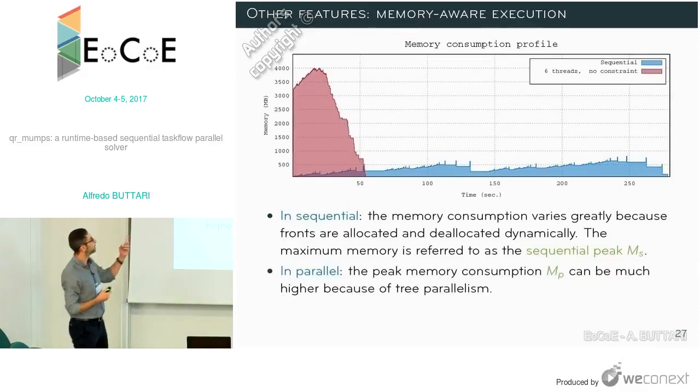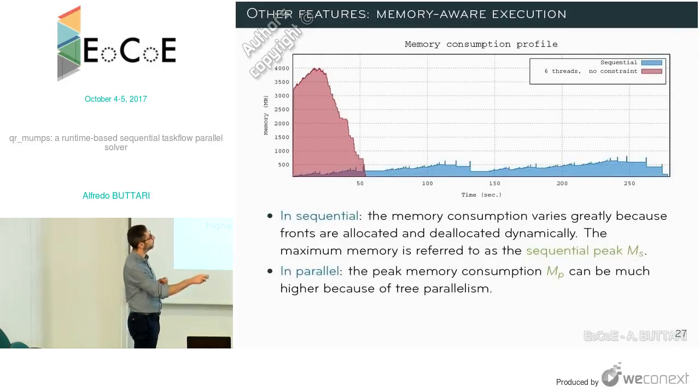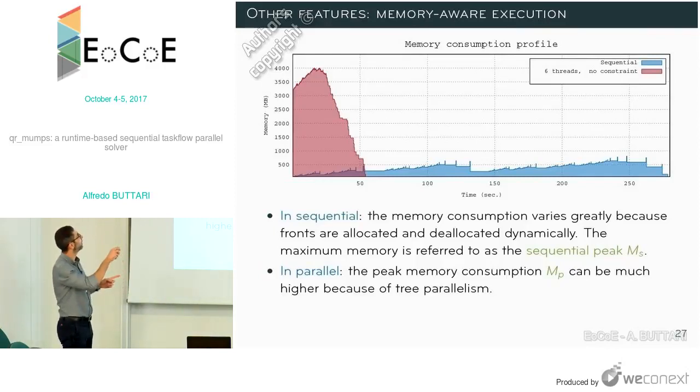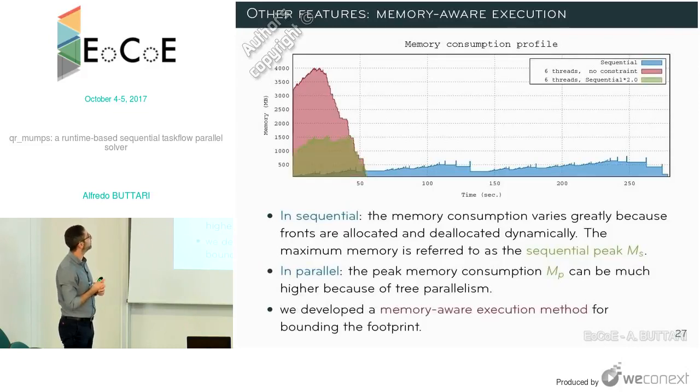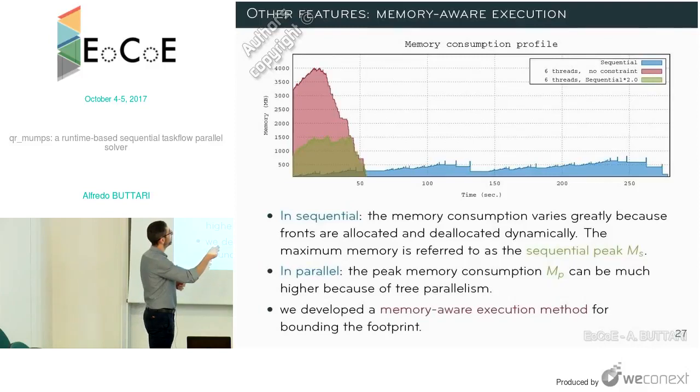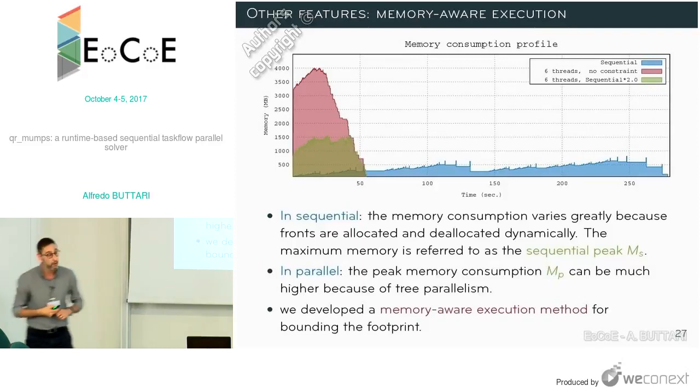This is a parallel execution with 6 threads. As you can see, time is divided by almost 6. But memory consumption spikes, goes very high. And then this is the case where we tell QR mumps, you can use 6 threads, but don't use more than twice this sequential peak. And as you can see, QR mumps will be nice and not violate this constraint. And the execution time is barely affected. There's just 0.1% more execution time.